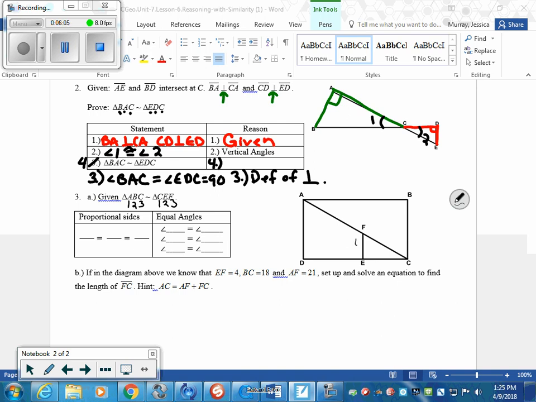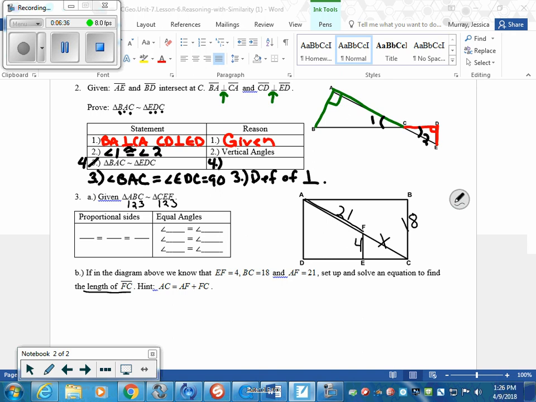EF is 4, BC is 18, AF is 21. Okay, so remember, AF is only from right here to right here. That's only 21, which means it looks like we're missing a piece. Well, which piece are we missing? The one that they asked us to find. They asked us to find the length of FC. So I'm going to call that my X.